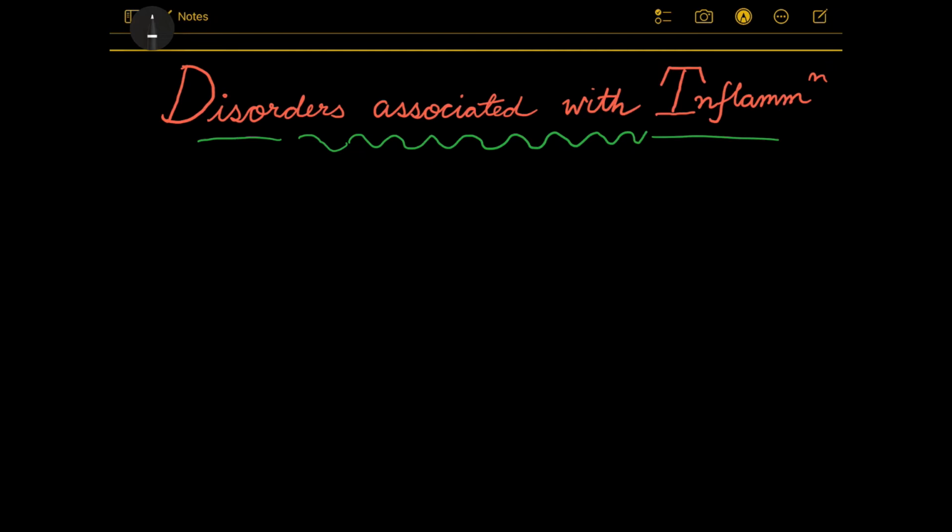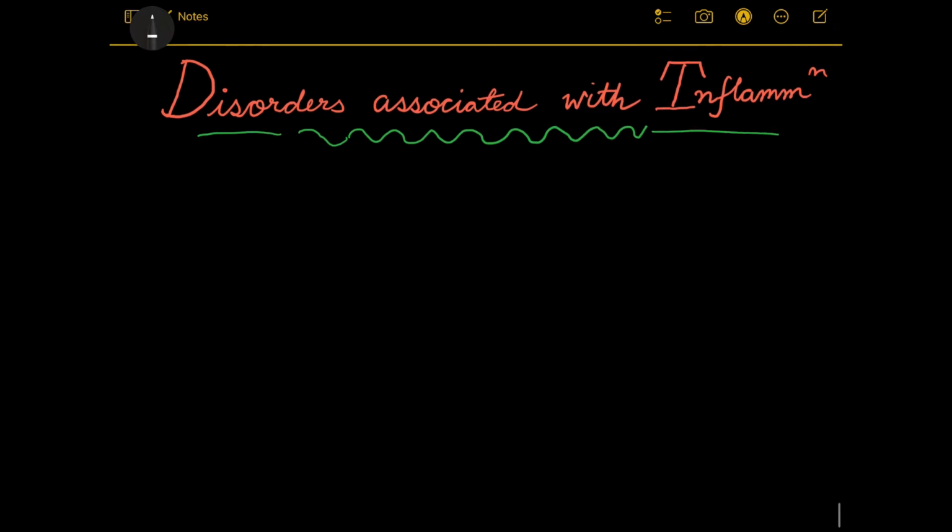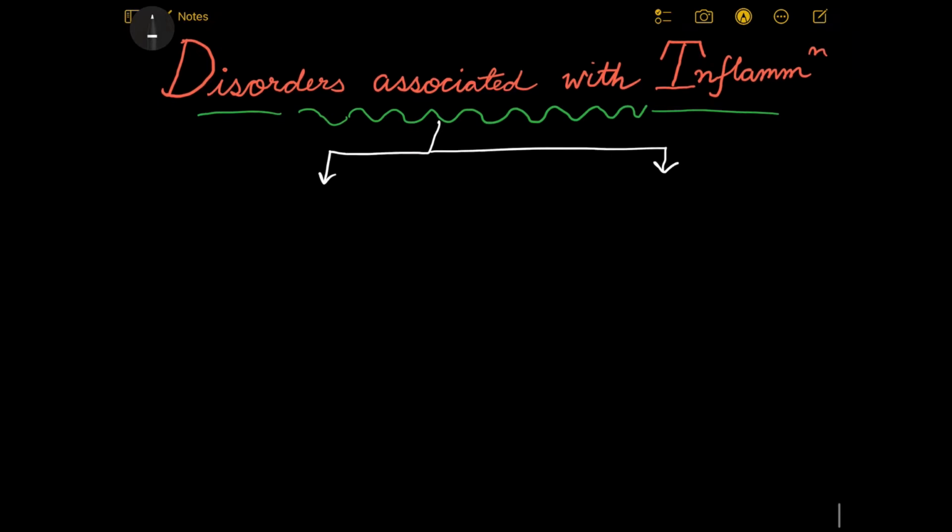But there is a but to this. As far as the disorders associated with inflammation are concerned, this topic actually has two subheadings. Okay, it has two subheadings. What does that mean? It means that when you're talking about disorders which are associated with inflammation, it might mean either of these two things.